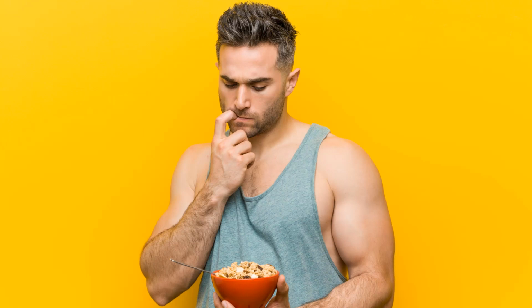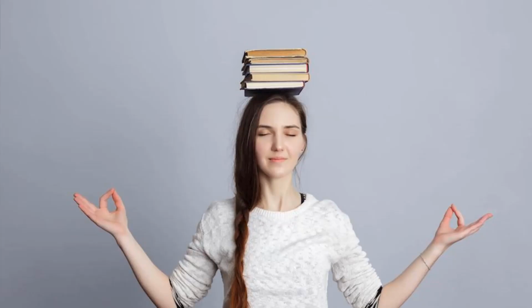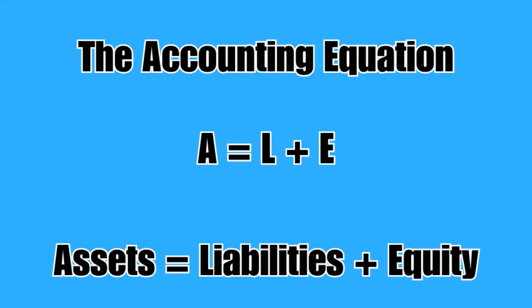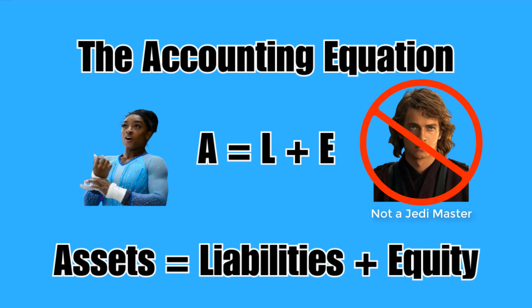It turns chaos into order and brings balance to our books. It's the accounting equation. Universities devote hours to the careful study of this mythical maths, but we're going to solve it in 7 minutes with the help of a gymnast, exactly one Jedi Master, and a plate of cookies.